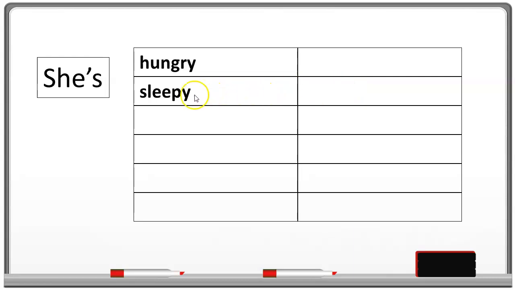Sleepy. She's sleepy. Tired. She's tired. Does she want to go for a walk? No, she's tired. Angry. She's angry. Notice the transition. She's angry.